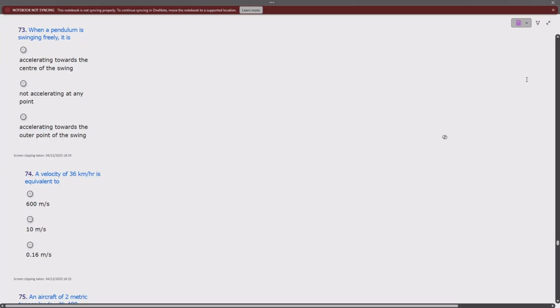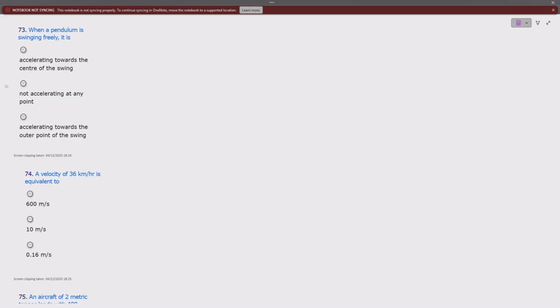When a pendulum is swinging freely, it is not accelerating at the outer point of the swing, not accelerating at any point, but accelerating towards the center of the swing. That is the right answer.